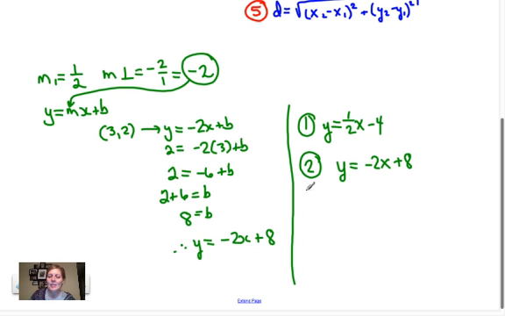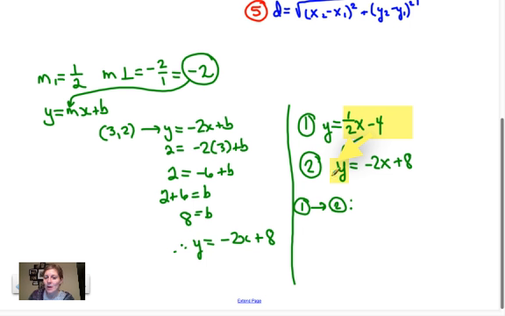All right, and I can do that using substitution or elimination. Because this is telling me that y is equal to 1/2 x minus 4, and this one is y is equal to negative 2x plus 8, I know that this is a different way to write y. Y is 1/2 x minus 4. So what I'm going to do is sub y equals 1/2 x minus 4 into the y value of equation 2. In other words, I'm going to sub equation 1 into equation 2. So I'm going to use substitution in this case.